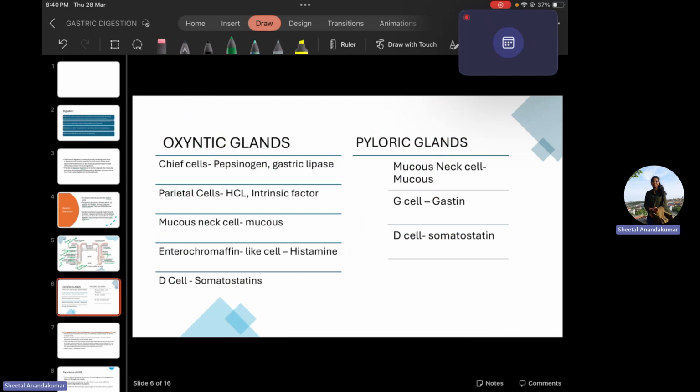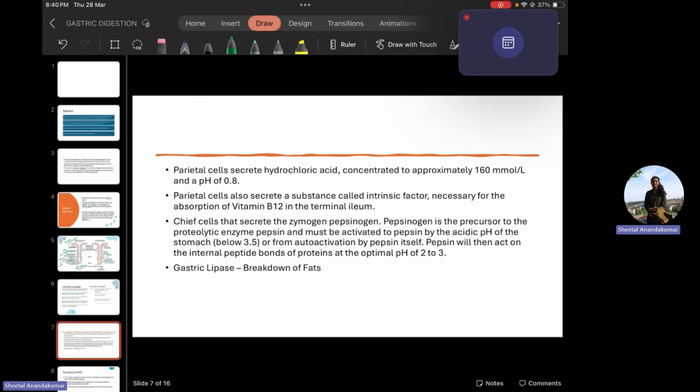When we talk about parietal cells now, as we know, they secrete hydrochloric acid, which is a pretty concentrated acid, and the pH of the acid is around 0.8. Apart from that, they also secrete intrinsic factor, and this is necessary for absorption of vitamin B12 in the terminal ileum.